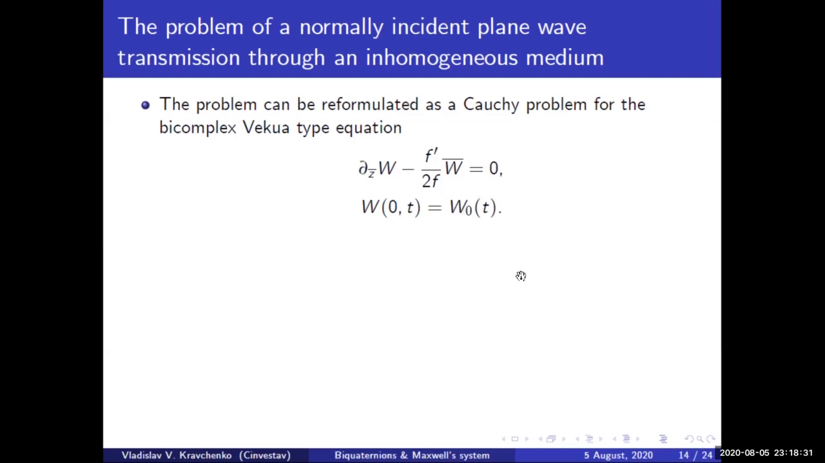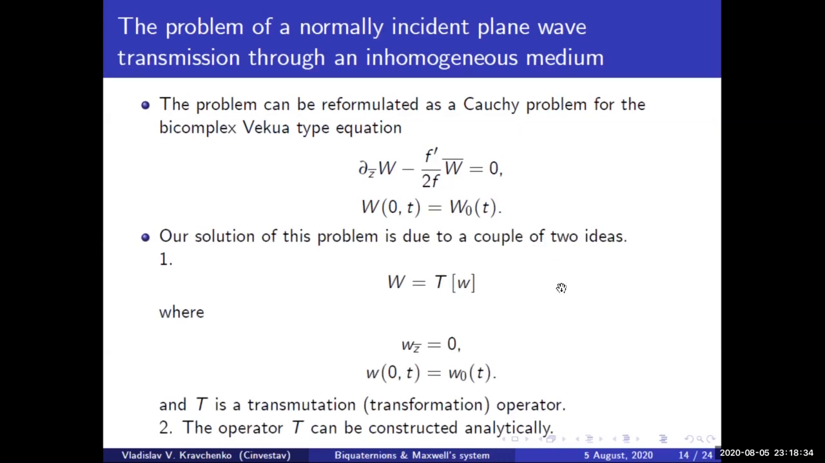And how do we solve this problem? We solve it using two ideas, which I will try to explain here. The first idea is the following: this W, in fact, is nothing but a certain transmutation, or sometimes called transformation operator, applied to some w small, where w small is a solution of an elementary hyperbolic Cauchy-Riemann equation, which can be solved completely explicitly with an initial condition which in fact coincides with this w naught. This is the first idea.